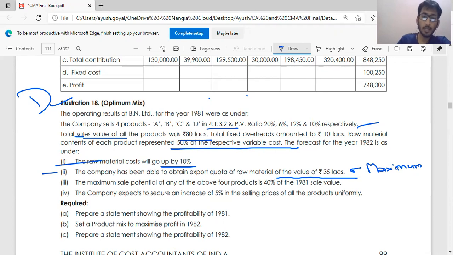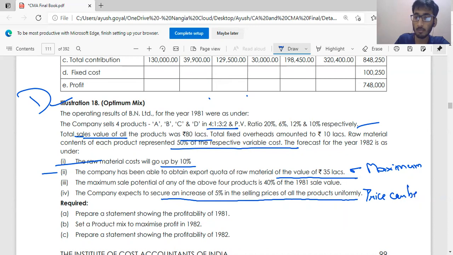The company expects to secure an increase of 5% in the sale price, so an increase of 5% in the selling price of all the products uniformly. So price can be increased up to 5%. The first question is to prepare a statement showing profitability of 1981. So first it is asking about 1981 profitability. Let's solve this.